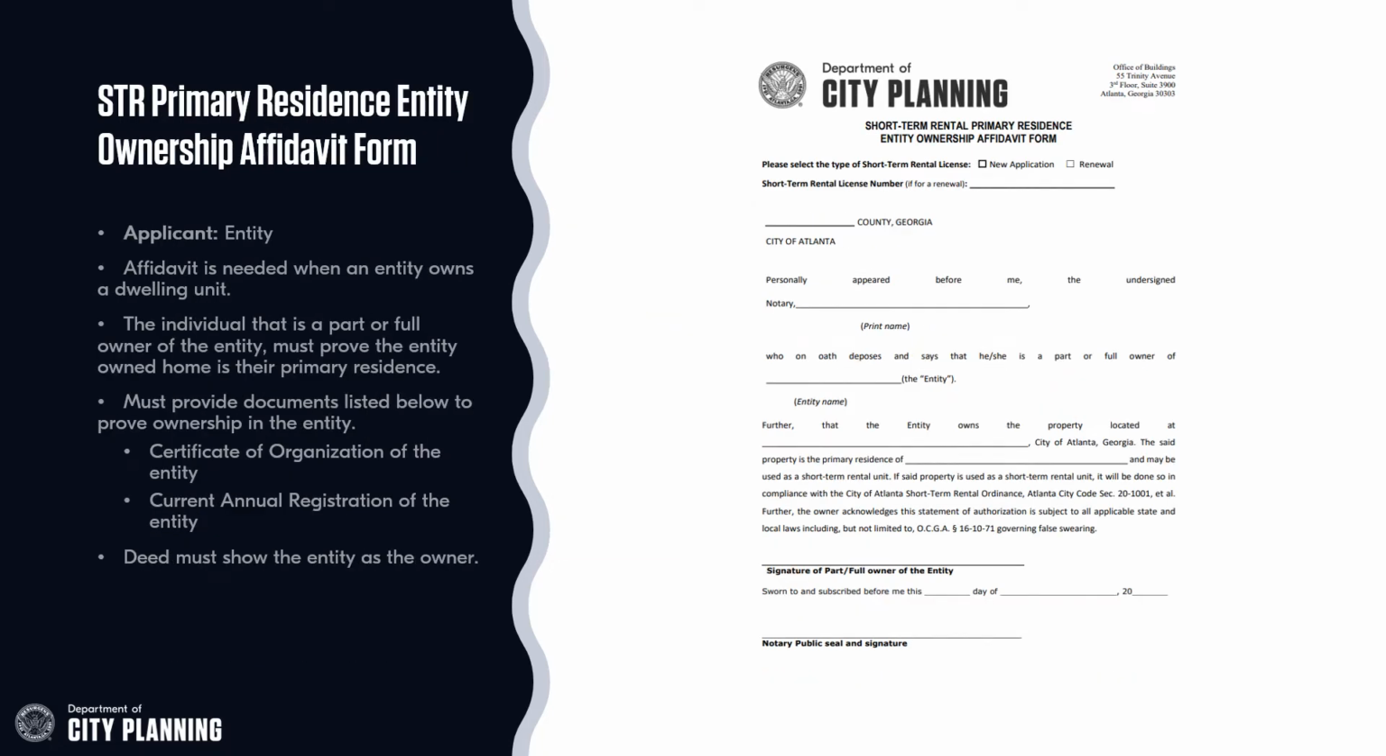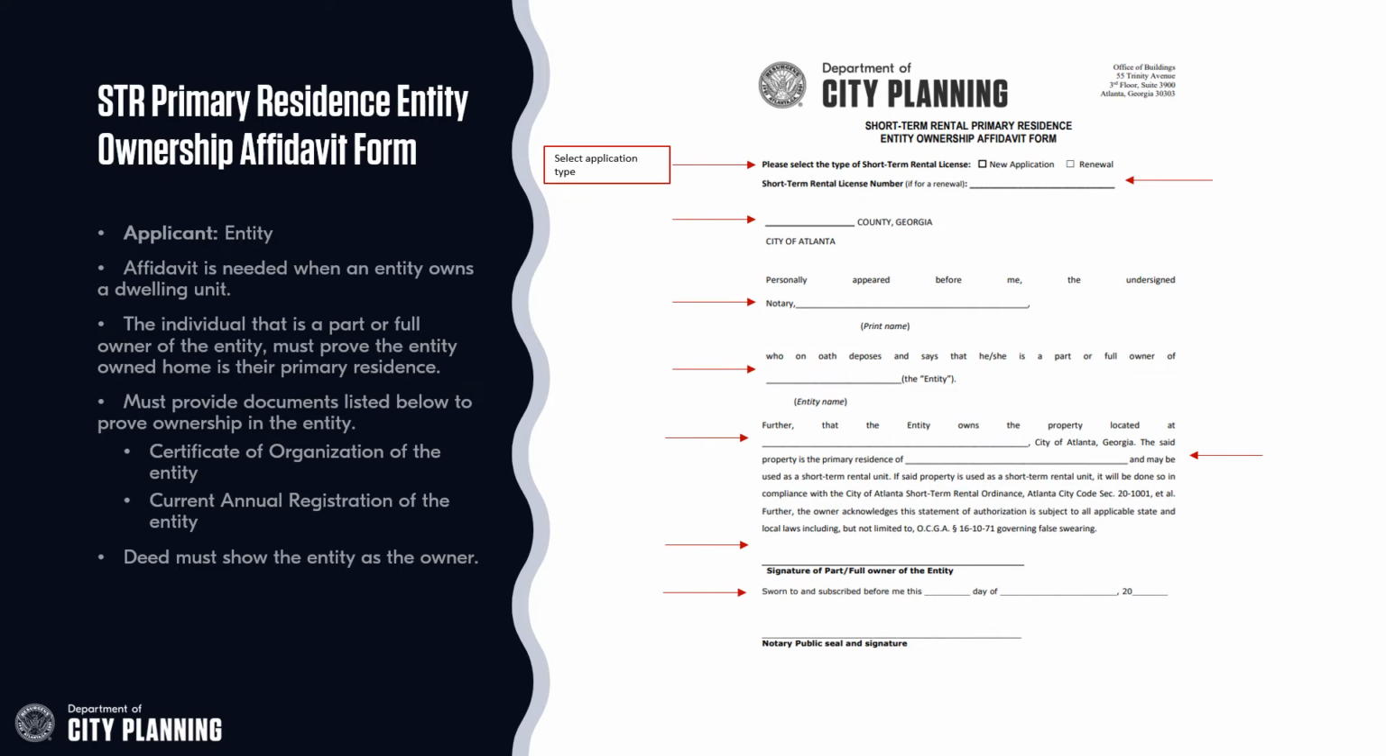STR Primary Residence Entity Ownership Affidavit Form. This particular affidavit is used when the entity is applying. The affidavit is needed when an entity owns a dwelling unit. The individual that is a part or full owner of the entity must prove the entity-owned home is their primary residence, and must provide documents listed below to prove ownership in the entity. We'll need a certificate of organization of the entity, current annual registration of the entity, and the deed must show the entity as the owner. Let's fill out the document.